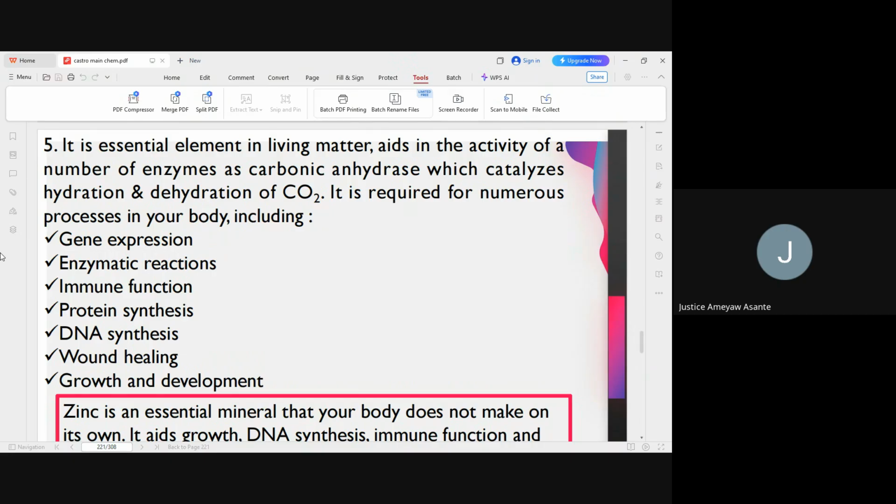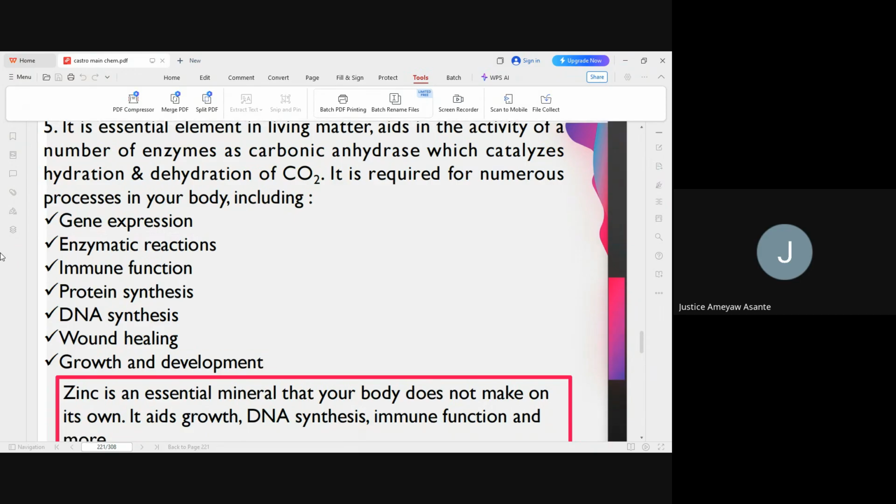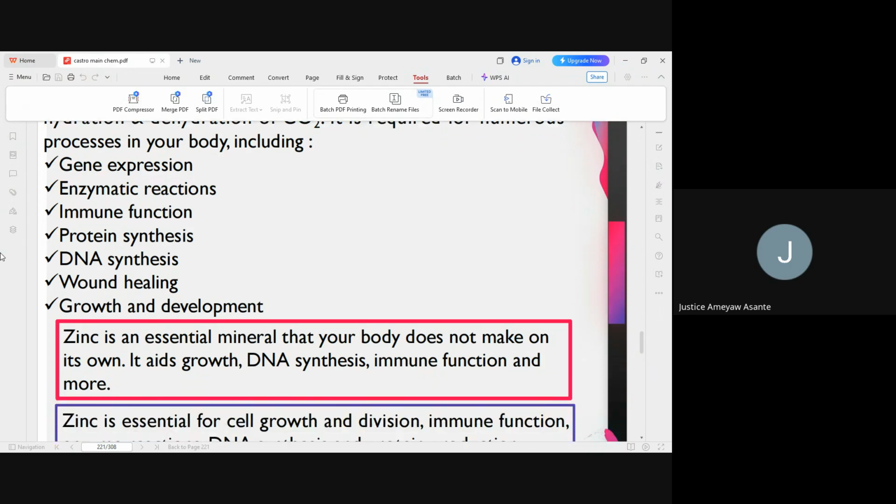It is an essential element in living organisms. It aids in the activity of a number of enzymes such as carbonic anhydrase, which catalyzes hydration and dehydration of carbon dioxide. It is required for numerous processes in your body, including gene expression, enzymatic reaction, immune functioning, protein synthesis, DNA synthesis, wound healing, growth and development.